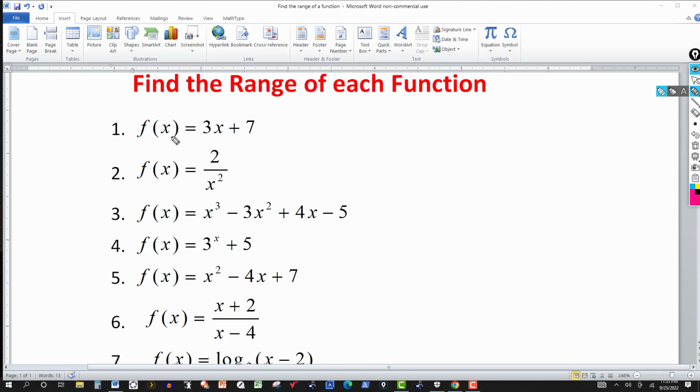similar. So this is the function f of x equal 3x plus 7. You can also call it y. So let me just say this is y equal 3x plus 7. And of course, you should recognize this as a linear function. In other words, the graph is a straight line.